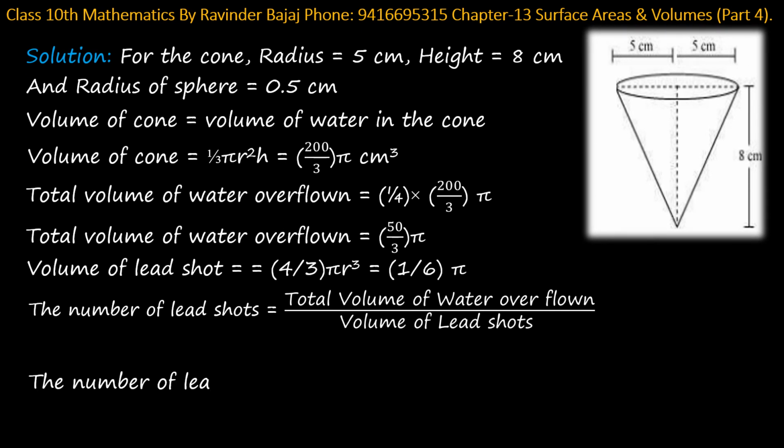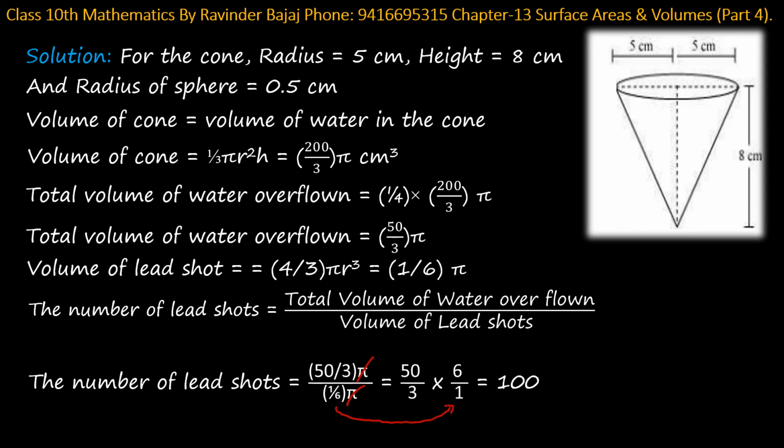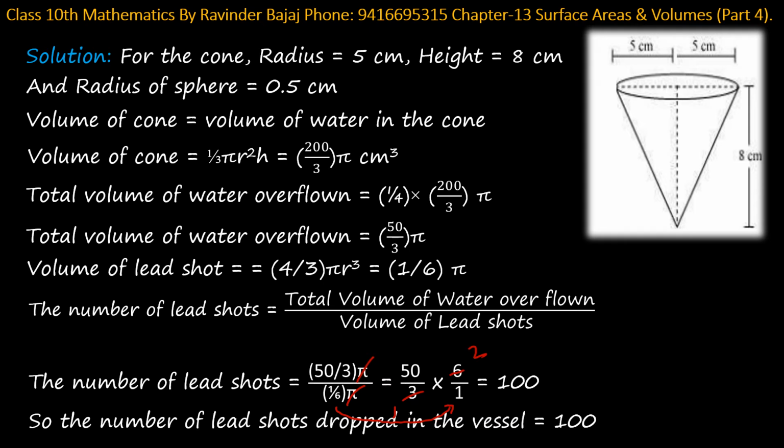Here is the solution. The number of lead shots is equal to 50/3 pi upon 1/6 pi. So pi is cancelled with pi. Okay, then 50/3. Now this 1/6 will be reciprocal. It will become 6/1. 3 1s are 3, 3 2s are 6, 5 2s are 100. So total number of lead shots are 100. So 100 is the answer.